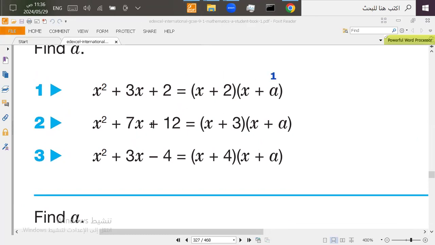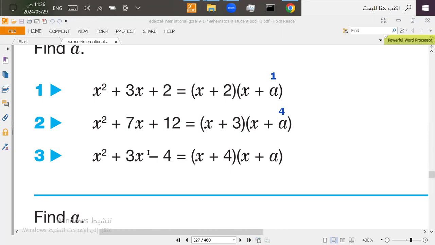Same idea here. This is plus, it means they have the same signs because this is addition. So plus means same signs. You need two numbers. When you multiply them, you get 12. When you add them, you get 7. So 3 and 4. Good.